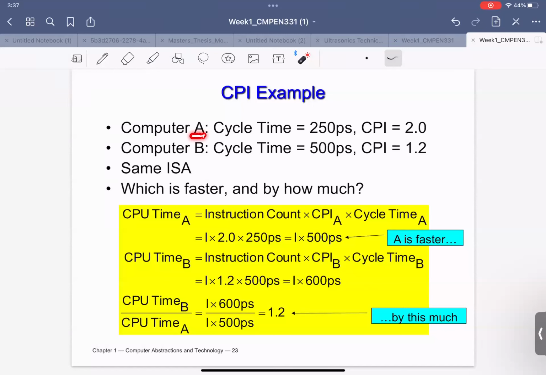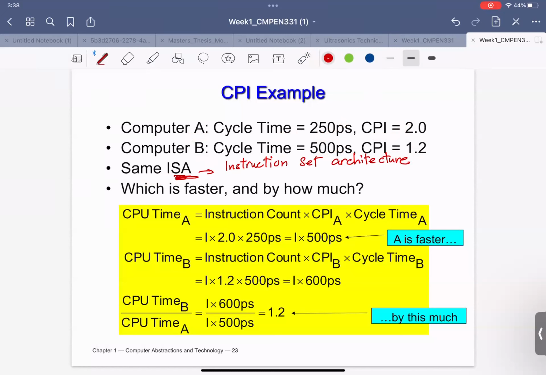So computer A, cycle time is given, CPI is given. Computer B, cycle time is given, CPI is given. And both of them have the same ISA. ISA, and you need to be familiar with this, is instruction set architecture. Same ISA. Which one is faster and by how much?